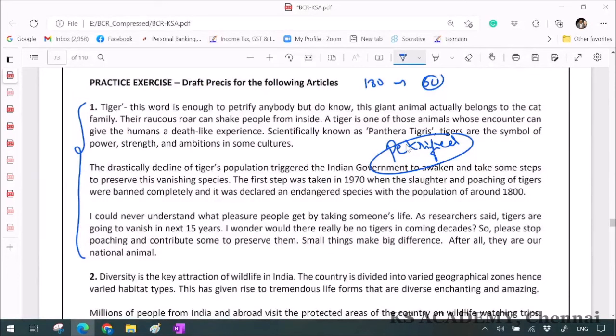Comma, small steps. Small steps such as stopping poaching and working towards their preservation. Stopping poaching and working towards their preservation can have a big impact. Stopping poaching and working towards their preservation can have a big impact.